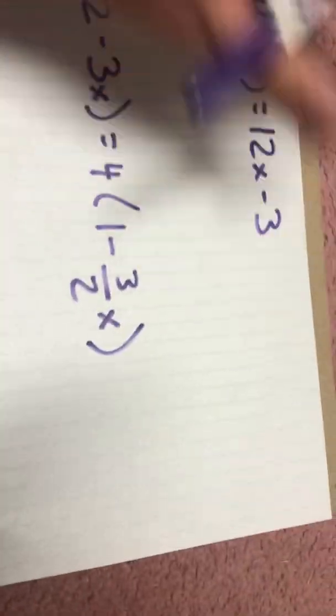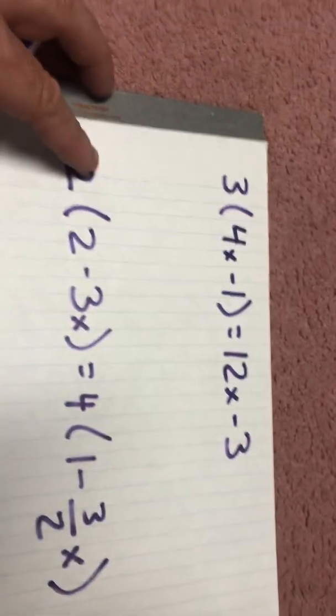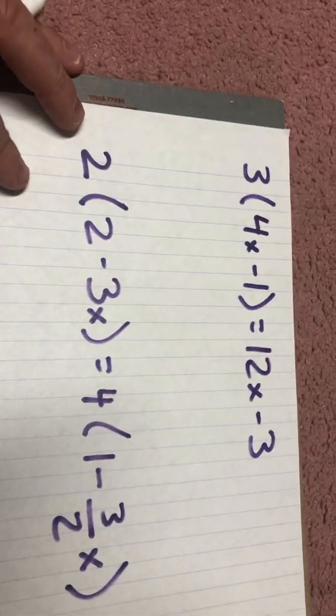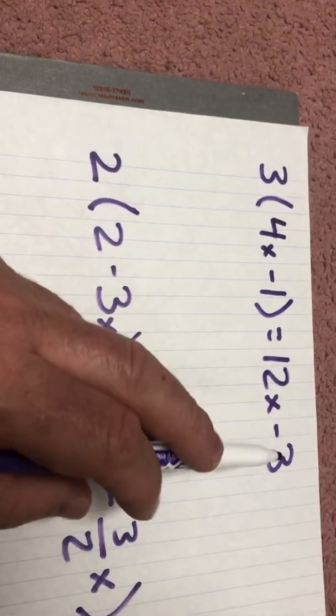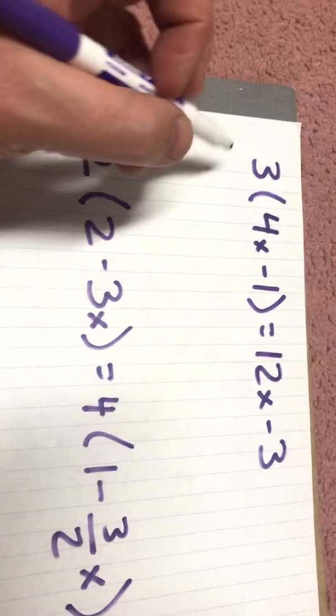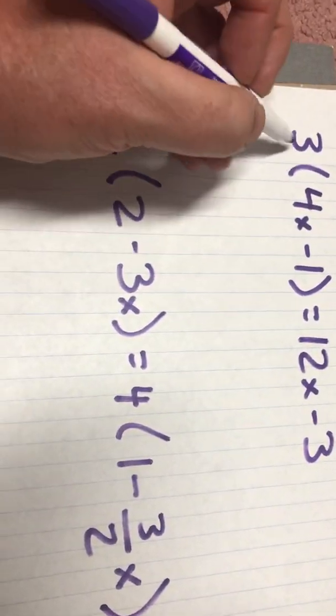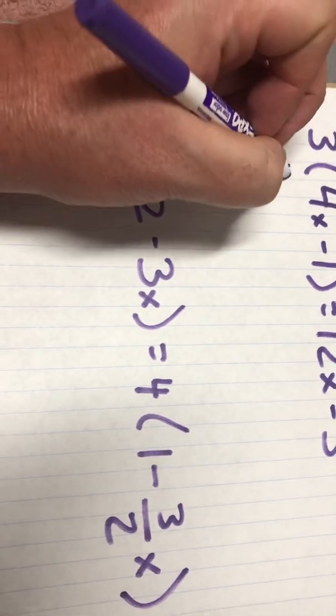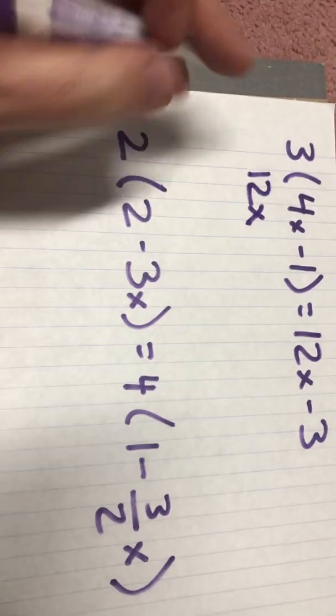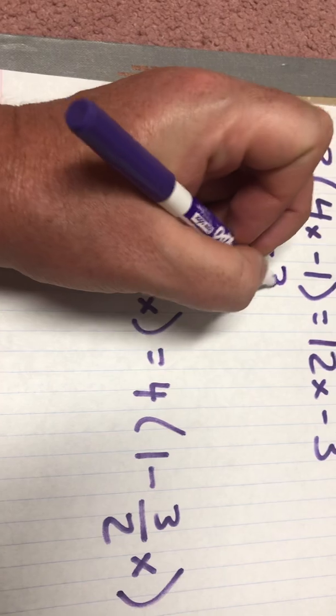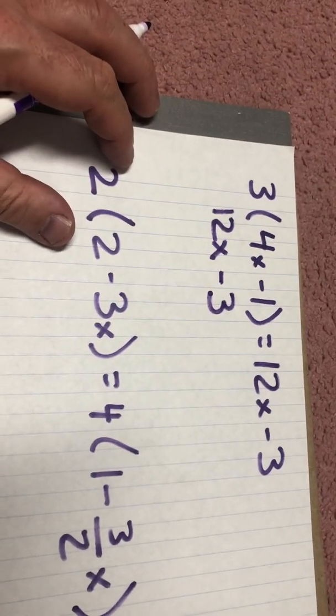All right, so let's move on to the last part here. And we're going to take it to an even different place. 3 times 4x minus 1 equals 12x minus 3. Well, first thing I want to do is clear the parentheses. Remember, this is multiplication. 3 times 4x is 12x. 3 times a negative 1 is a negative 3.